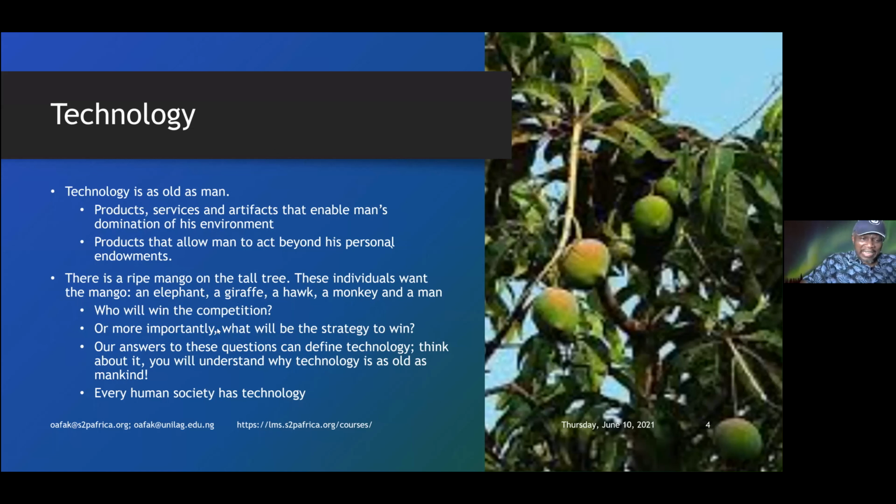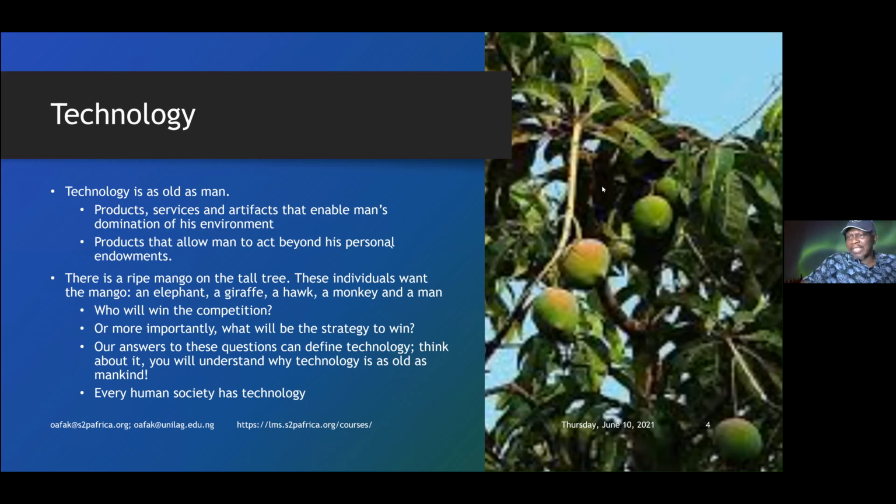More importantly than who will win is what will be the individual strategy to reach the mango. If you can answer that question, you are answering the question of what is technology. Our answers to this question can define technology. Think about it. You will understand why technology is as old as mankind. Every human society has technology.